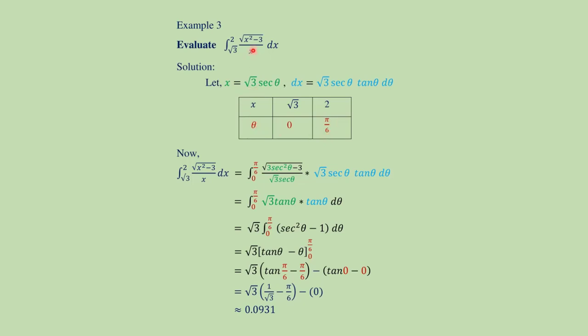Now plug this value here, then you will get the integral from 0 to pi over 6 of square root of 3 sec square theta minus 3 over square root of 3 sec theta times this one. Now if you simplify, then you will get the answer as 0.0931. For definite integral, if you use the substitution method and change the limit to the new variable, then you do not have to go back to the old variable, because we are transforming our old variable to the new variable theta. And this is the correct answer.